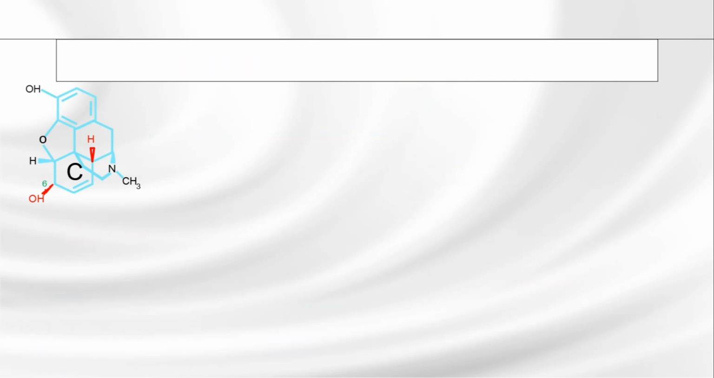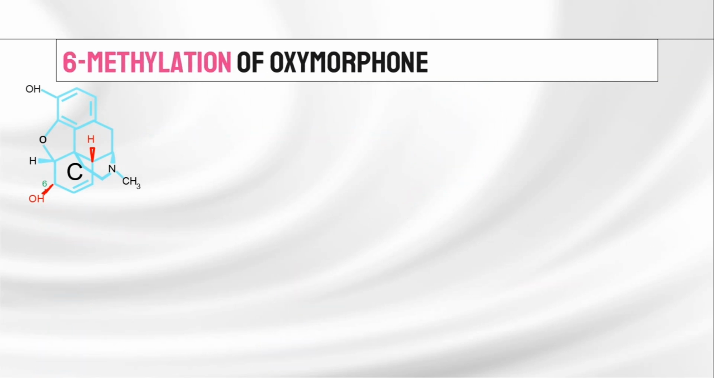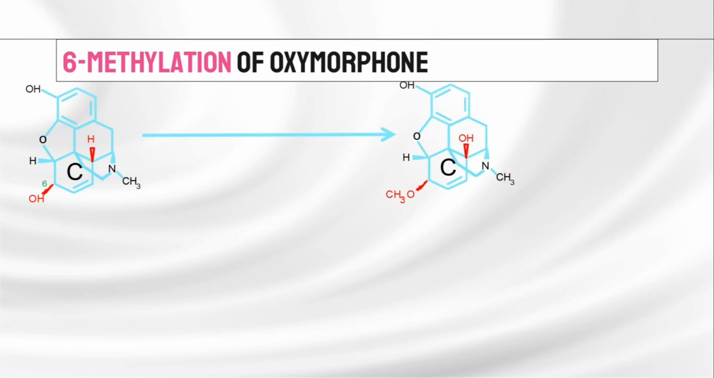And next, we're exploring a tiny molecular tweak with huge implications: the transformation of oxymorphone into 6-methoxyoxymorphone through the process of 6-methylation. Buckle up, because this is a thrilling journey into the heart of molecular innovation. The magic of 6-methylation.